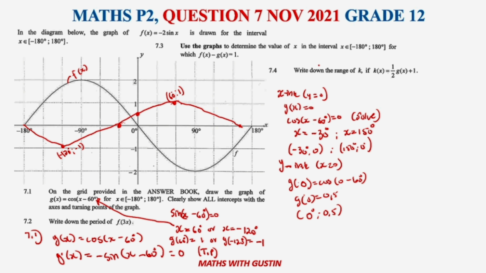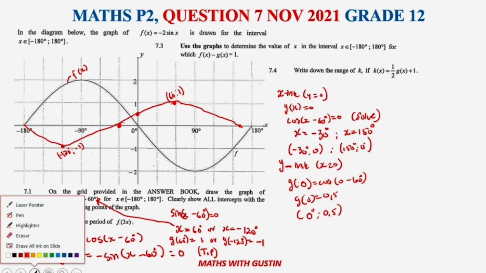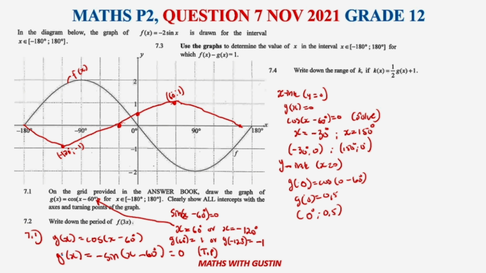All right, so we come to 7.2. 7.2 says here, write down the period of f of x into 3. So they want us to write the period if the f of x is now changed to sine 3x. So it means in this case where there's x, we're going to put that. So it means our graph now looks like that. So what will be the period?